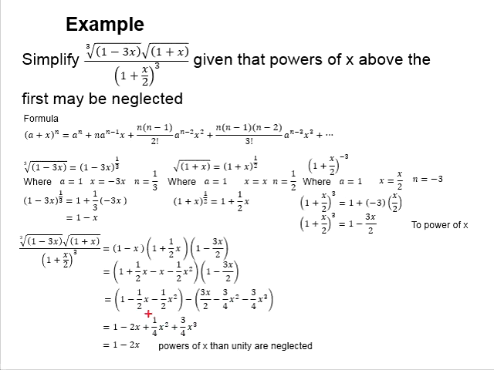The function here has the power of x power 2 and 3. The question said to neglect powers greater than power of 1. That means these 2 will be ignored. What is left over will be 1 minus 2x.